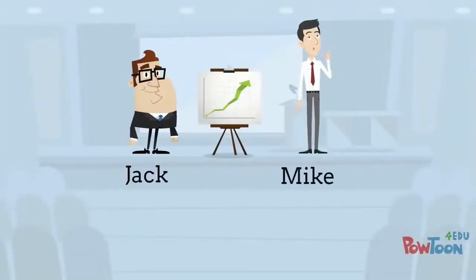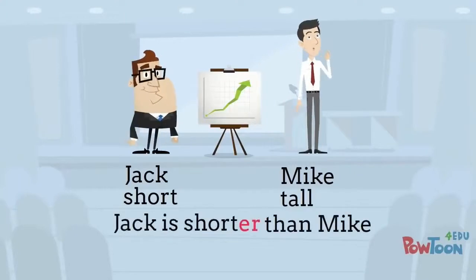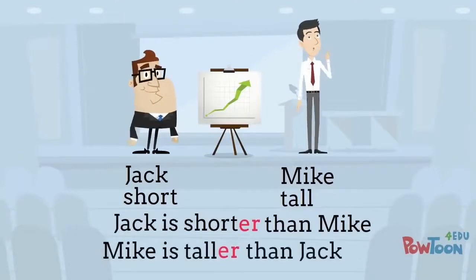This is Jack and this is Mike. Jack is short and Mike is tall. Jack is shorter than Mike. Mike is taller than Jack.